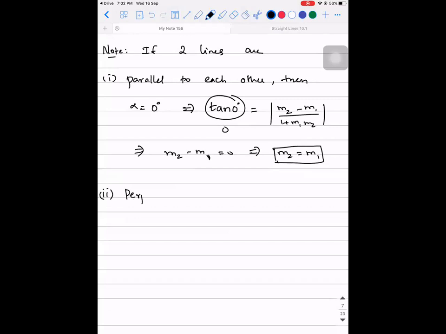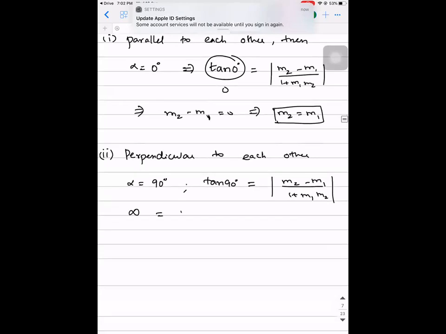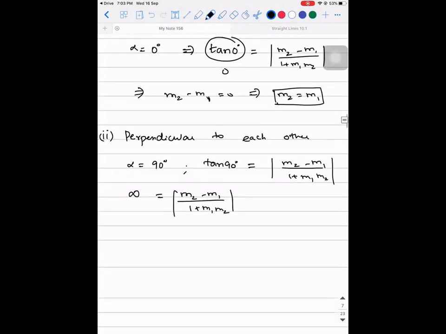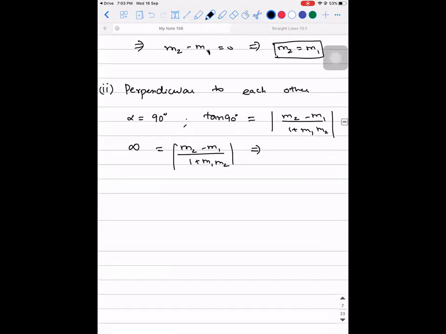Similarly, what is the other condition that is possible? Perpendicular to each other. Then what will happen? If two lines are perpendicular to each other, alpha will be 90 degrees and tan 90 will be equal to mod of (m2 minus m1) divided by (1 plus m1 m2). Right? So what is tan 90? It is not defined. So if something is equal to a by b and is not defined, what should be equal to 0? The denominator should be equal to 0, which implies 1 plus m1 m2 will be equal to 0.